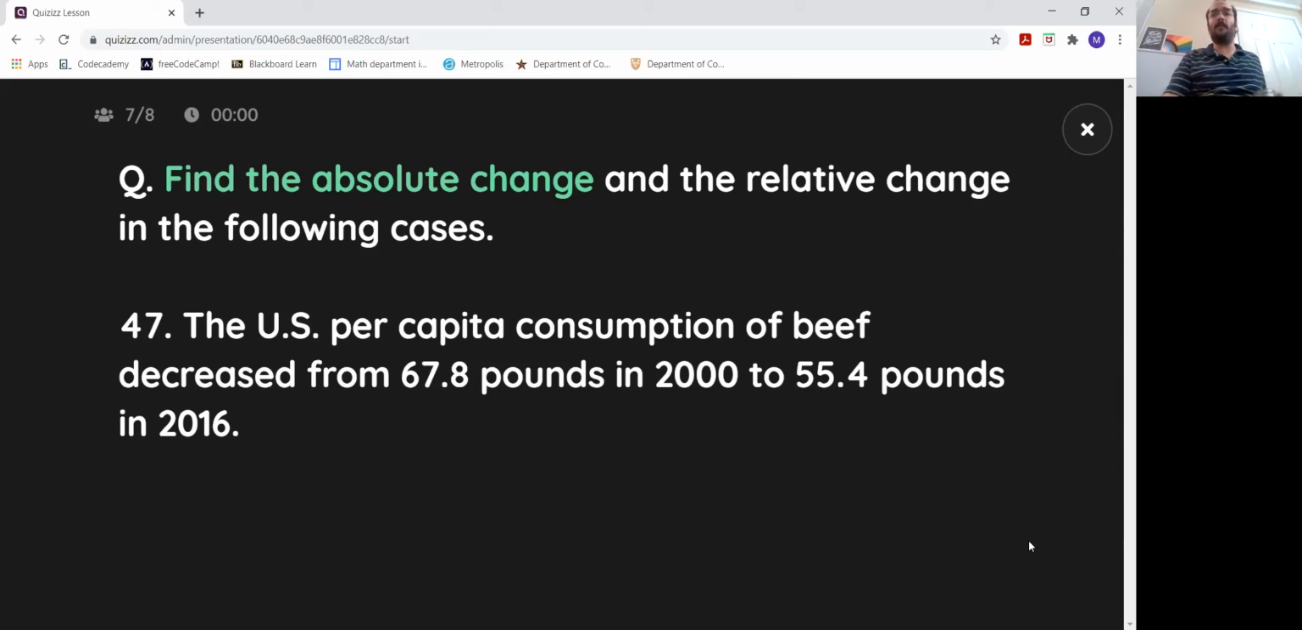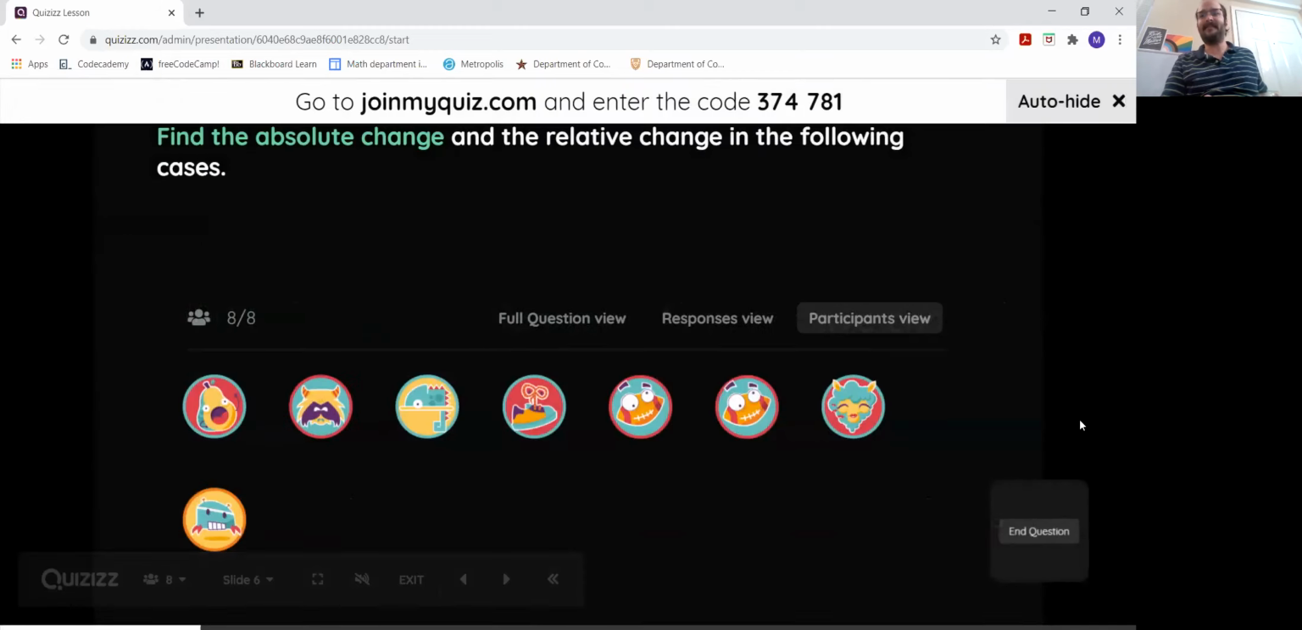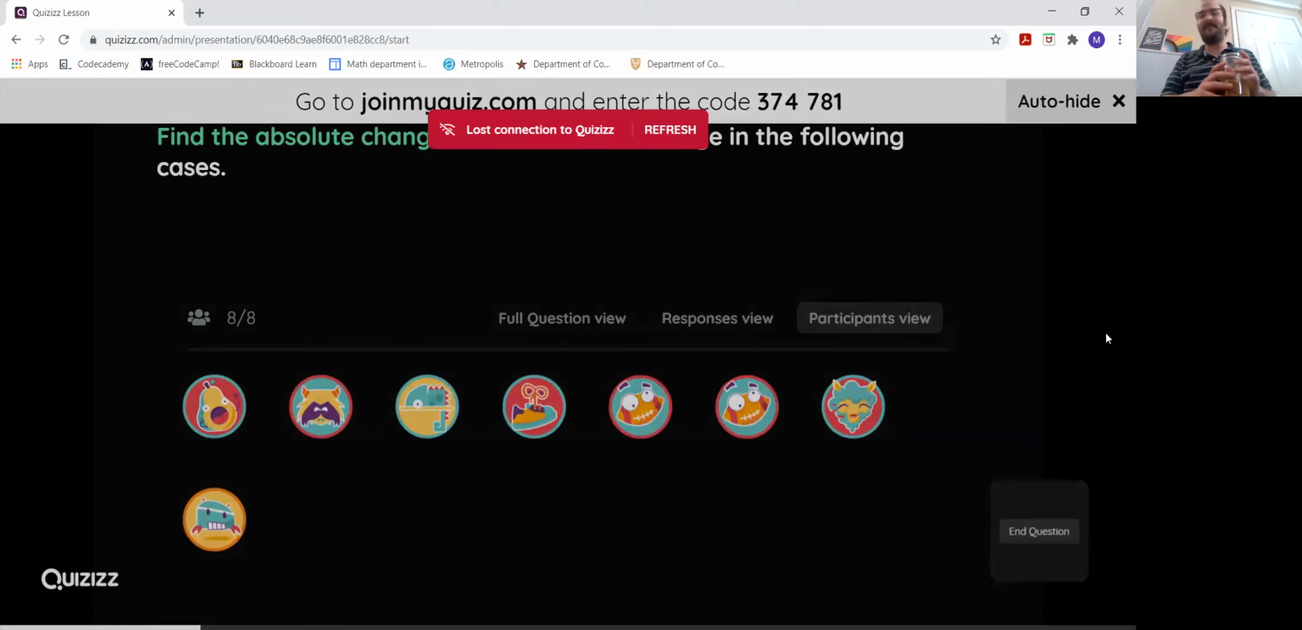All right, so what it should be, if you got 12.4, you did what I did, and it's not going to count it correct. It should be a negative 12.4. The new one is the 55.4. We're going to subtract 55.4 minus 67.8.